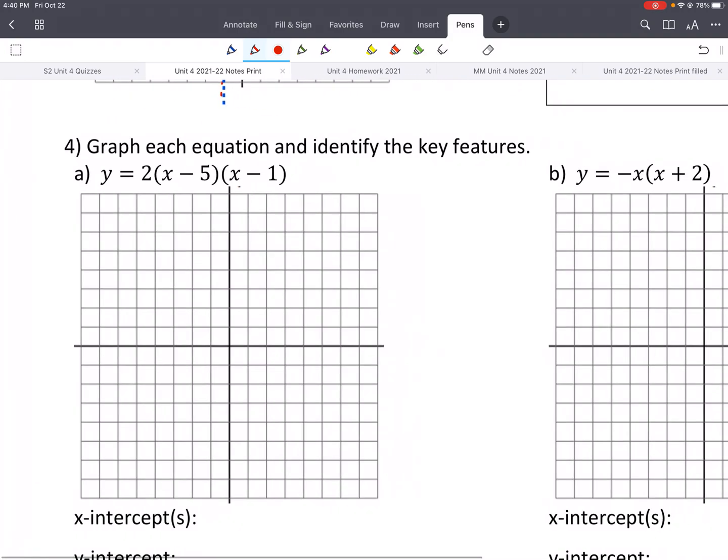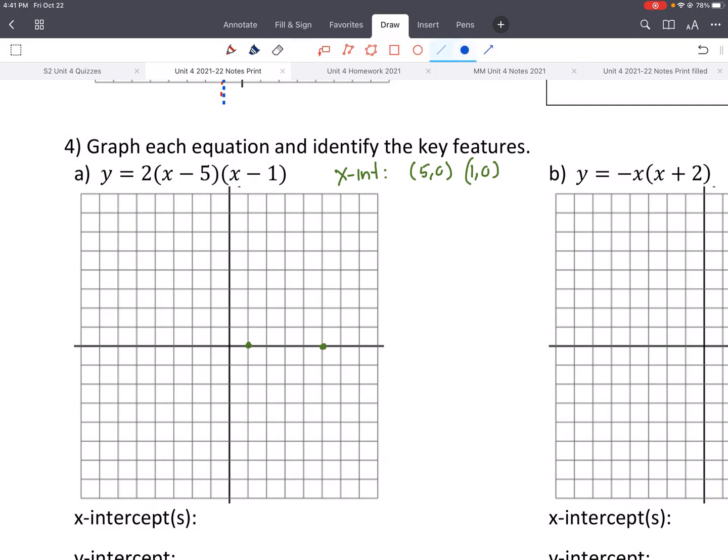All right, so again, first step, x-intercepts. Again, x's tell lies. So we have one of 5, 0 and 1, 0. So that is here and here. Our axis of symmetry is halfway between. So that would be at x equals 3.